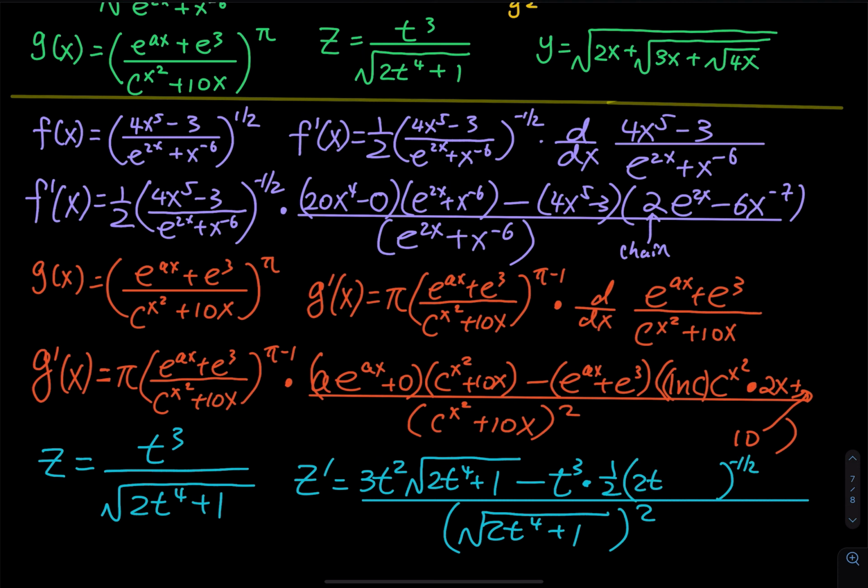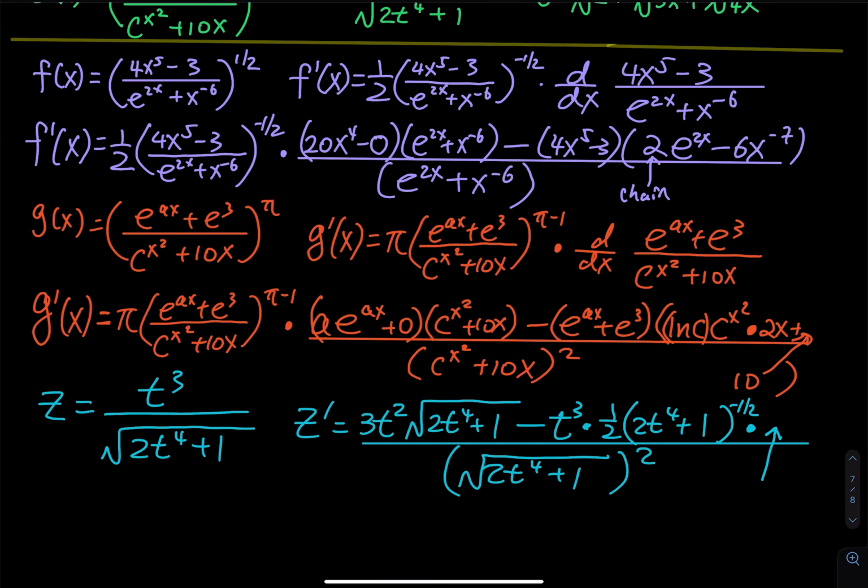So t to the 4 plus 1 plus t to the 4th power plus 1. And then we multiply the derivative of the radicand, that is equals to 8t to the third plus 0. Can we clean that up?